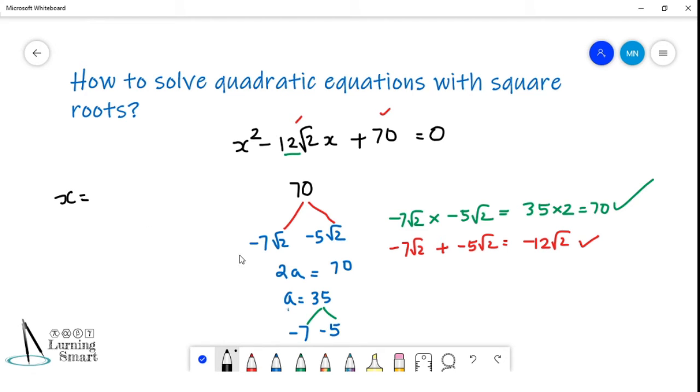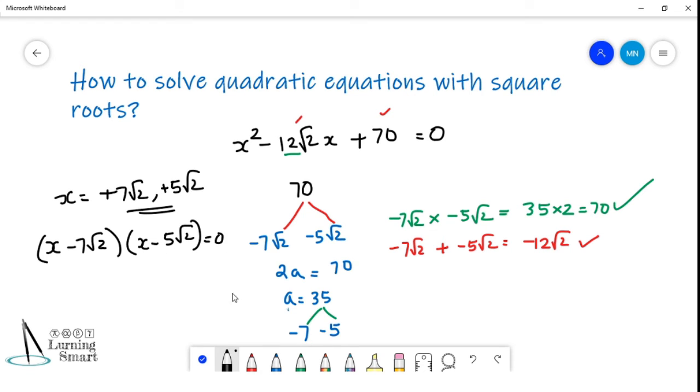Now the solution is x equal to what? 7 root 2, 5 root 2. Now go for the sign. Here it's minus, so here it becomes plus. Here it's minus, so this becomes plus. Why the sign changes? You know why this sign changes? When you simplify the whole expression, you will get x minus 7 root 2 multiplied by x minus 5 root 2 equal to 0.